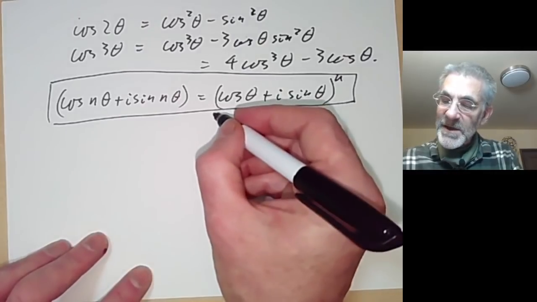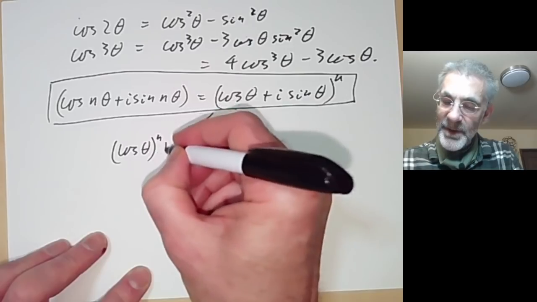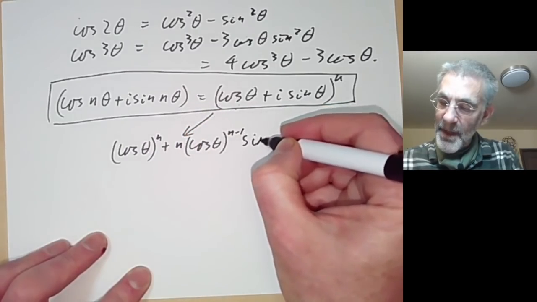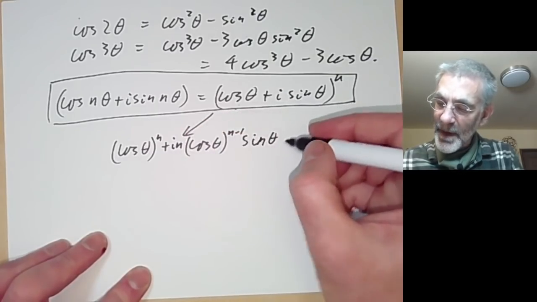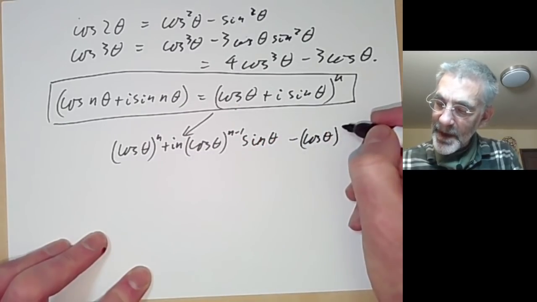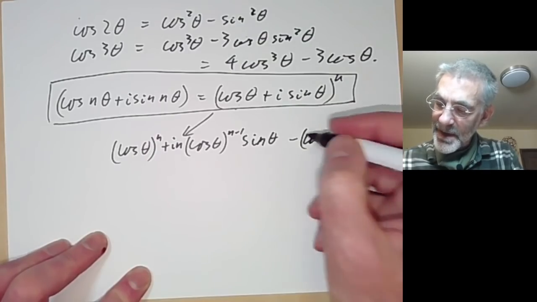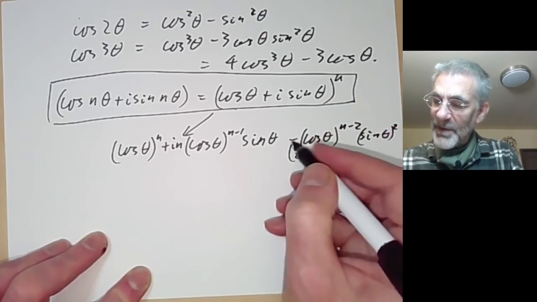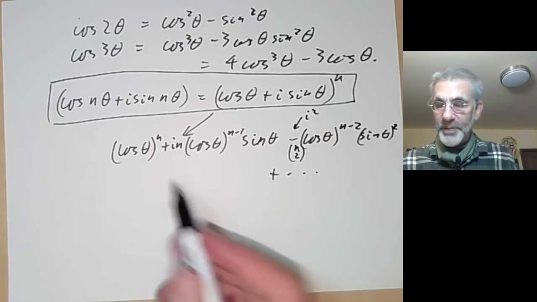And now we can expand this by the binomial theorem. So this is cosine theta to the n plus n cosine theta to the n minus 1 sine theta times i. Remember the i. And then we get a minus cosine theta to the n minus 2 sine theta squared, and we should multiply that by the binomial coefficient, which I forgot to leave room for, and we've got a minus 1 because this is just i squared, and so on.